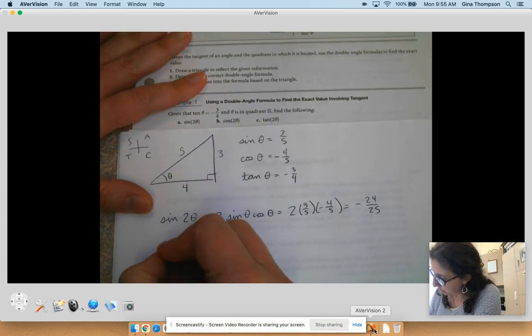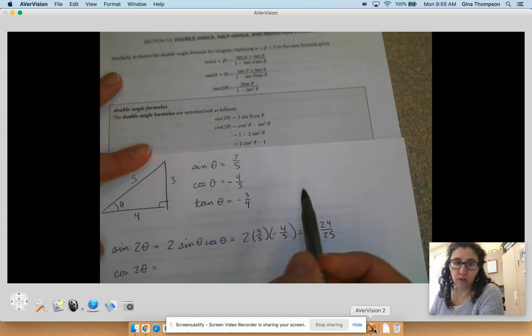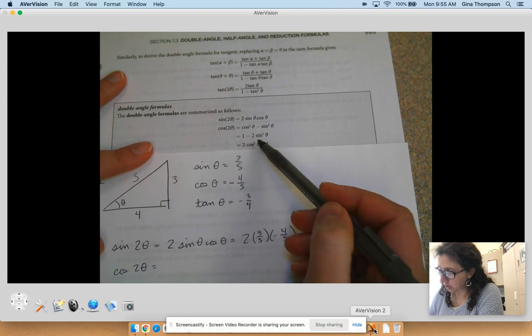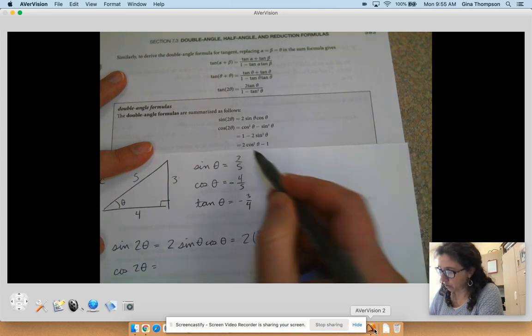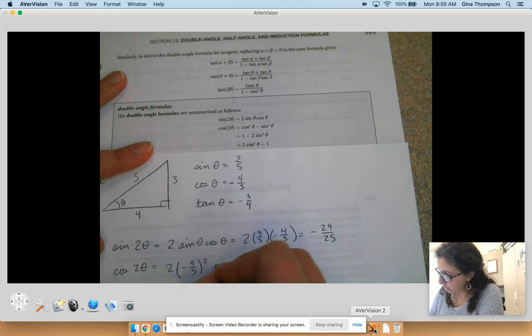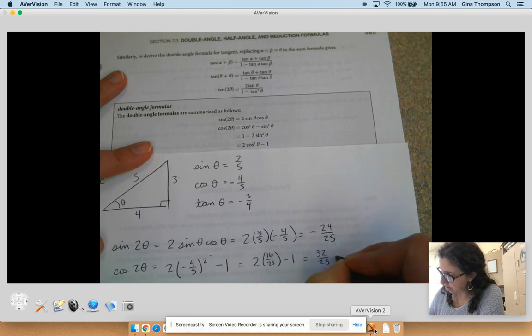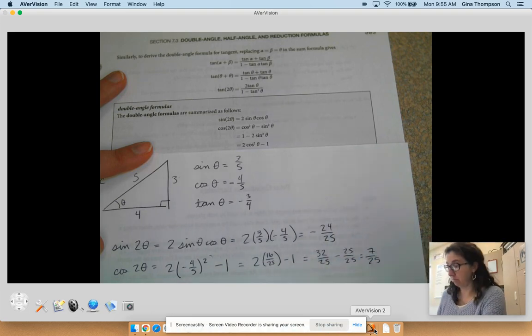All right, so cosine of 2 theta. Let's go up here. We've got different options. I don't know which of these will be easier. Maybe let's do this one. 2 times cosine of theta, so negative 4/5 squared, minus 1. So that's going to be 2 times 16/25 minus 1. So 32/25 minus 25/25 gives us 7/25.